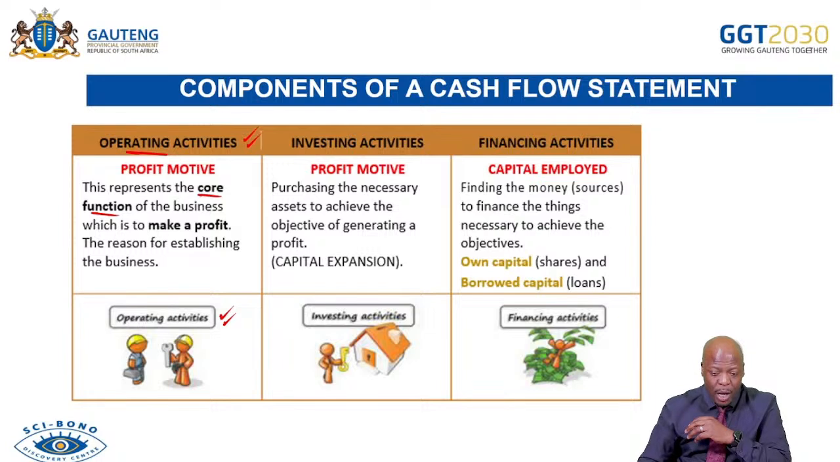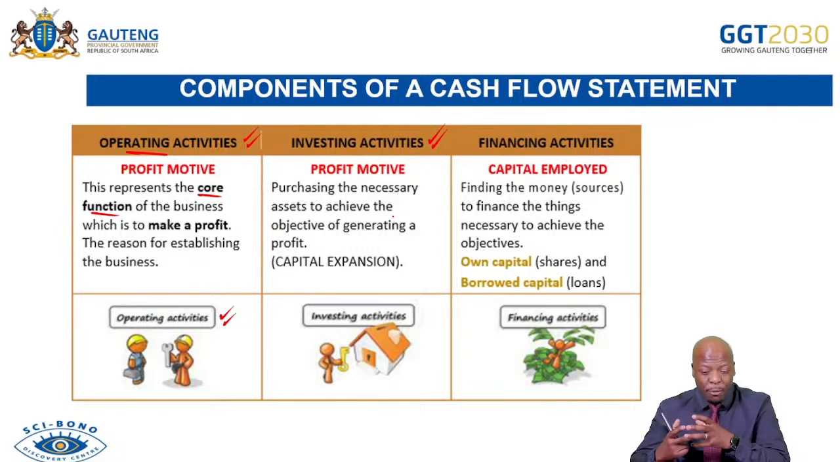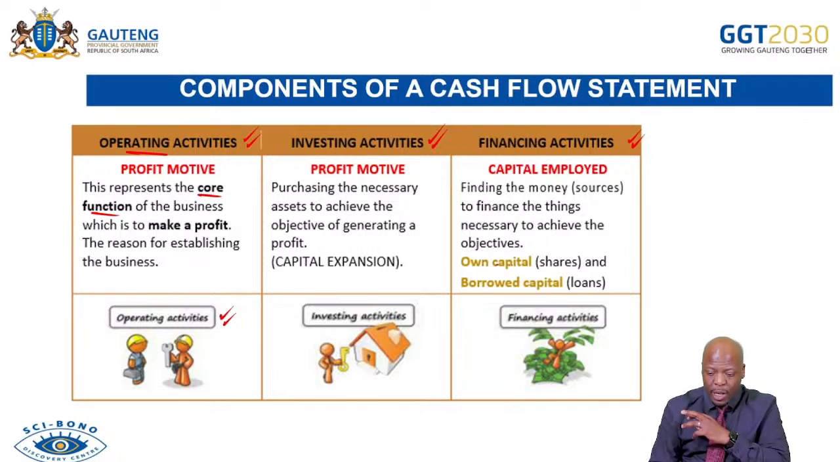Then we will look also at what we call investing activities, which is the purchasing of necessary assets to achieve the objective of generating a profit. And then lastly, we'll look at financing activities, which is finding the money, that is the source of money. We have own capital as well as borrowed capital.